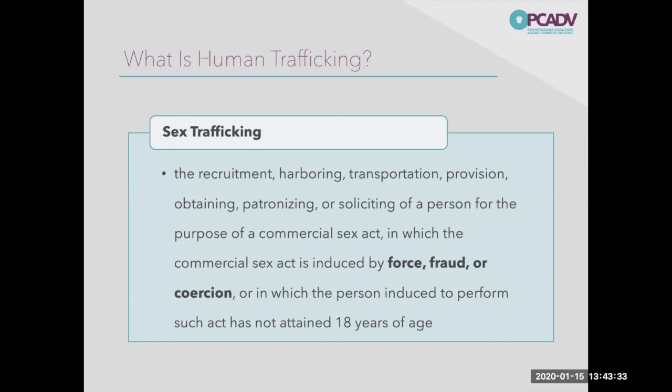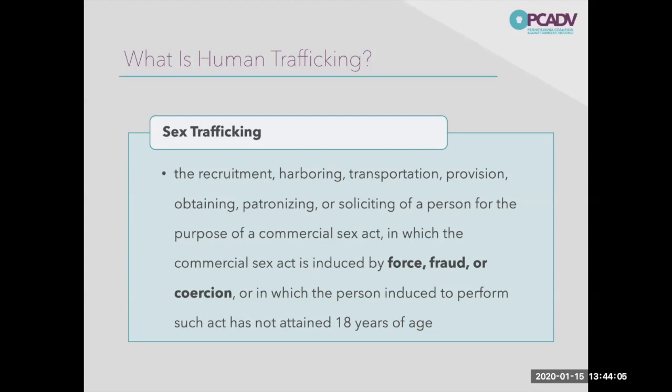Now, with regard to sex trafficking, you'll notice at the bottom it says, "or in which the person induced to perform such act has not attained 18 years of age." So that's a pat way of saying, if anybody under the age of 18 is engaging in any kind of commercial sexual activity, you don't need to prove force, fraud, or coercion because they are already considered to be a victim of human trafficking and child sexual abuse. So that's really important to know.